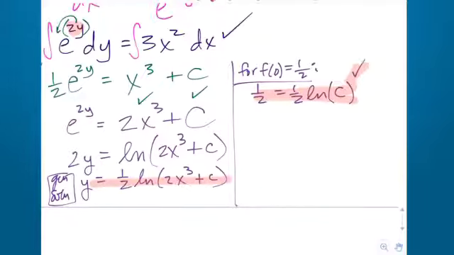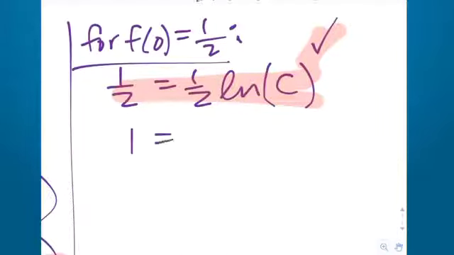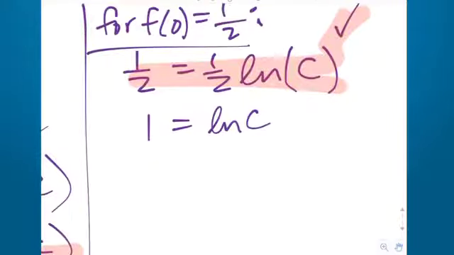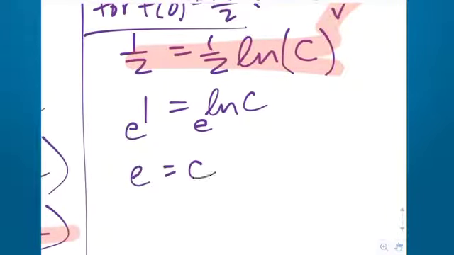So if you divide by a half, you get 1 equals the natural log of c. If you e both sides, you get c equals 1. But you've already earned the check. You get c equals e. Sorry, e to the first. I did that hastily. Let me not do it hastily. E to the first, e to the that, e equals c. There we go.